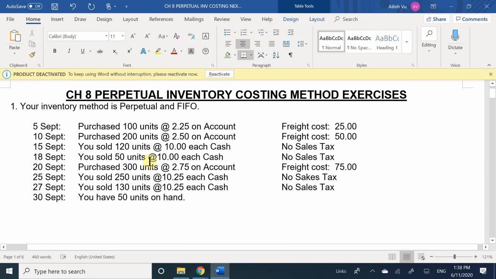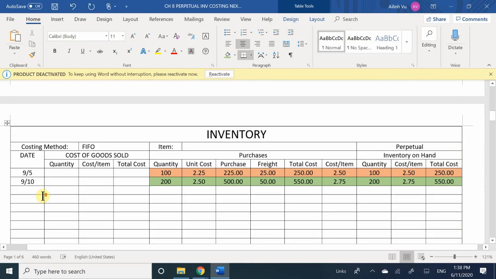All right, what is the next scenario? September 15th, you sold 100 units. We sold how many?